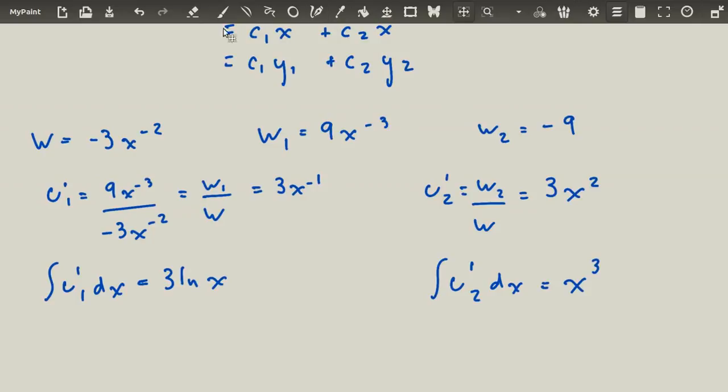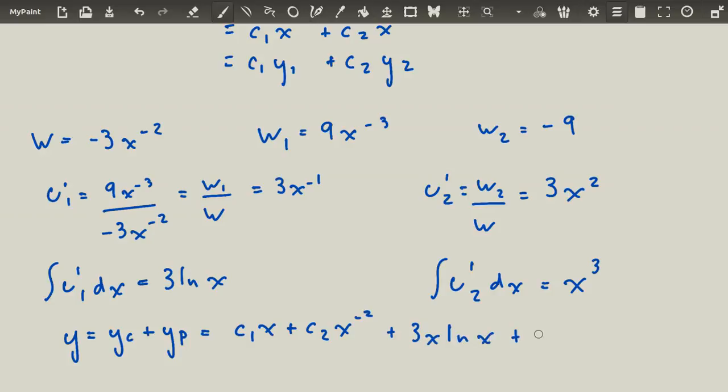So now that we have those two functions, we're able to solve for our y general, which is nice. So our y general winds up being yc plus yp, and so that winds up being equal to c1x plus c2x to the negative 2 plus 3x ln x plus x.